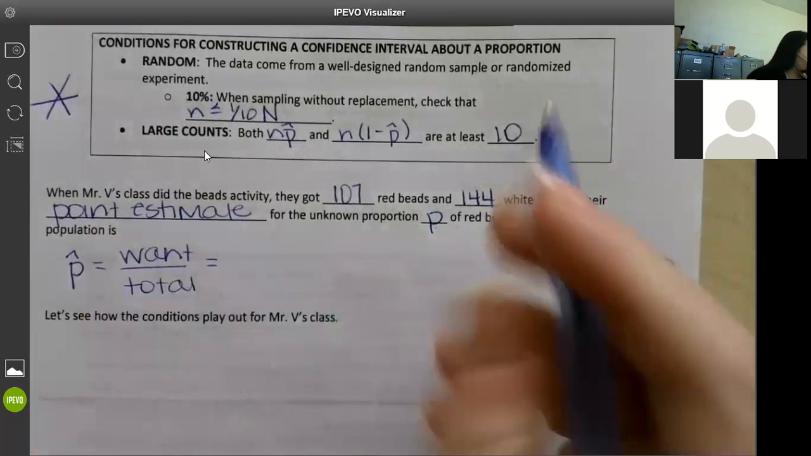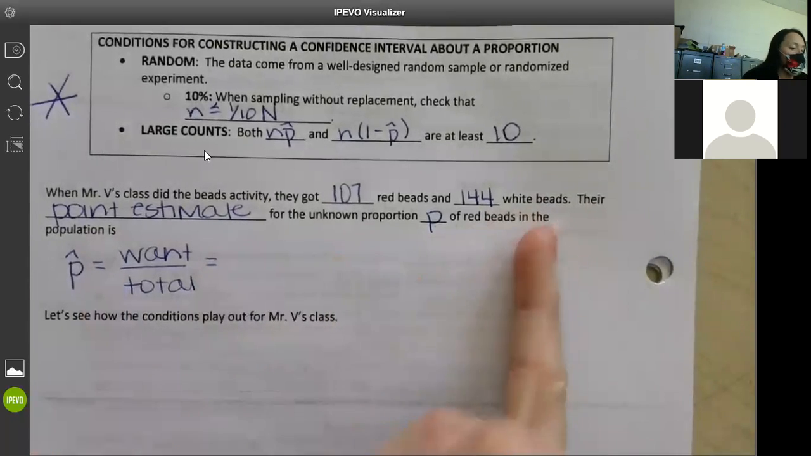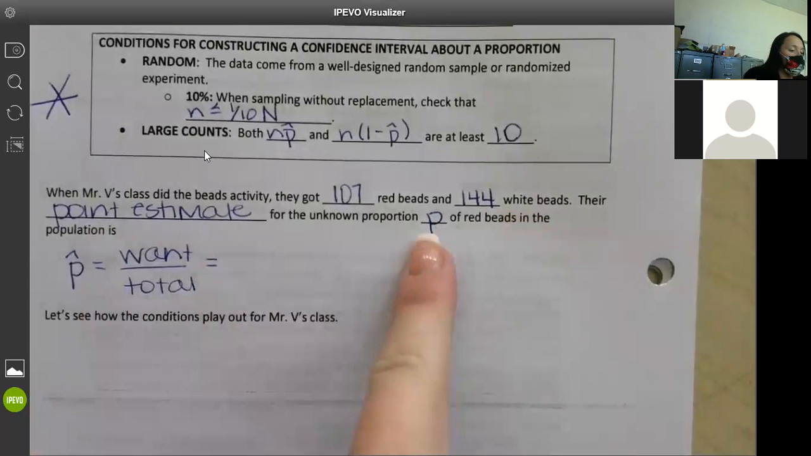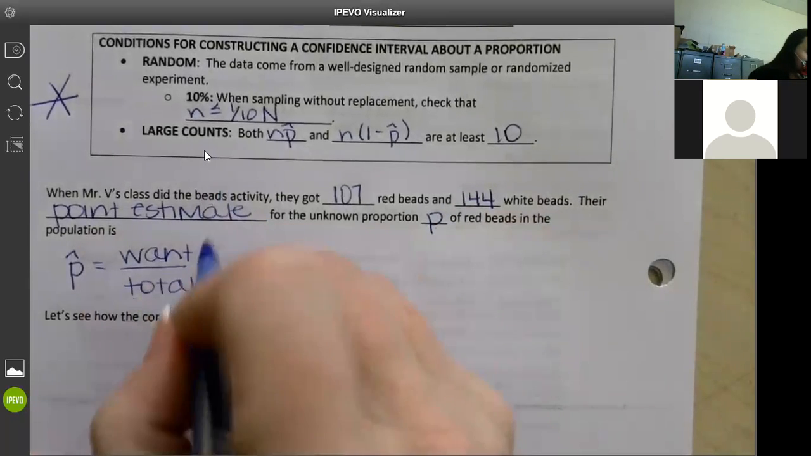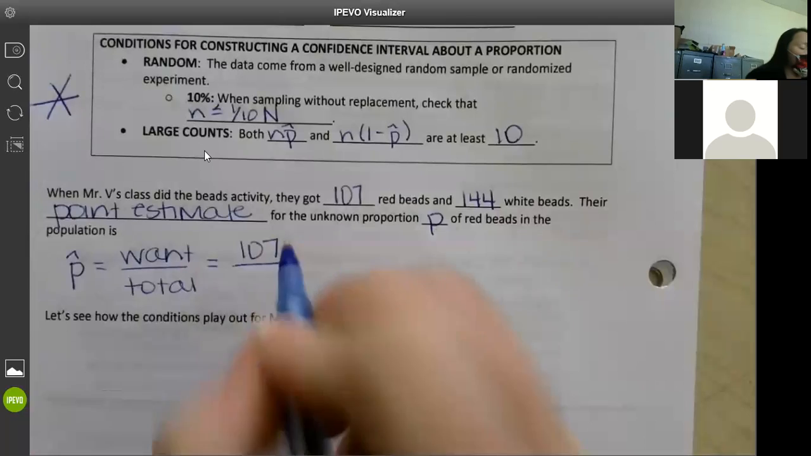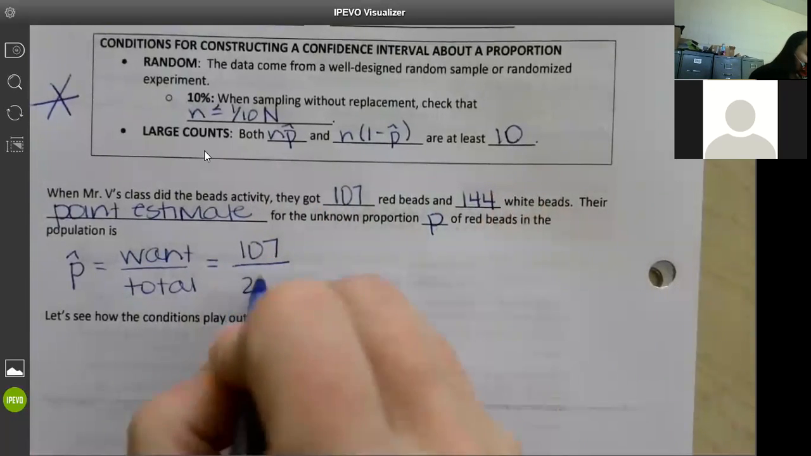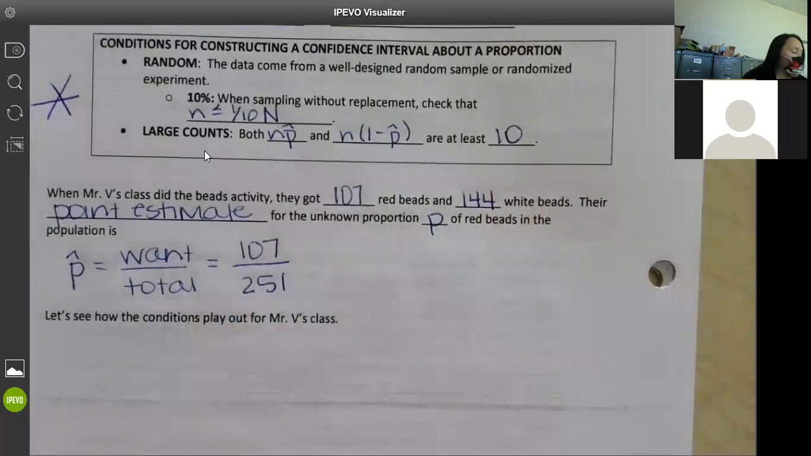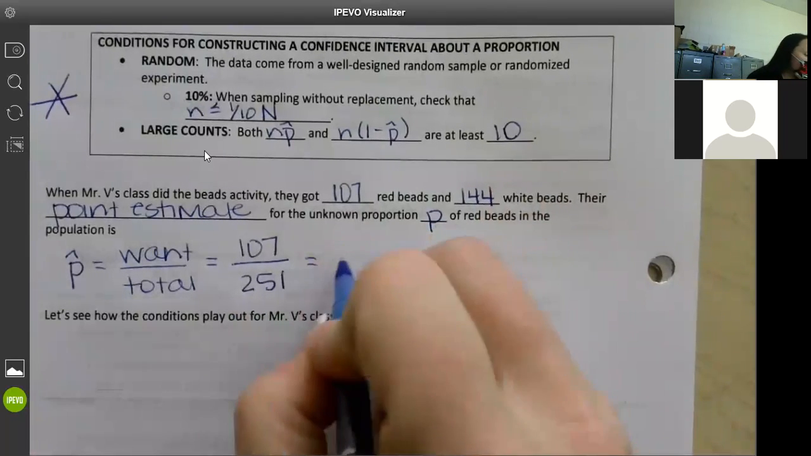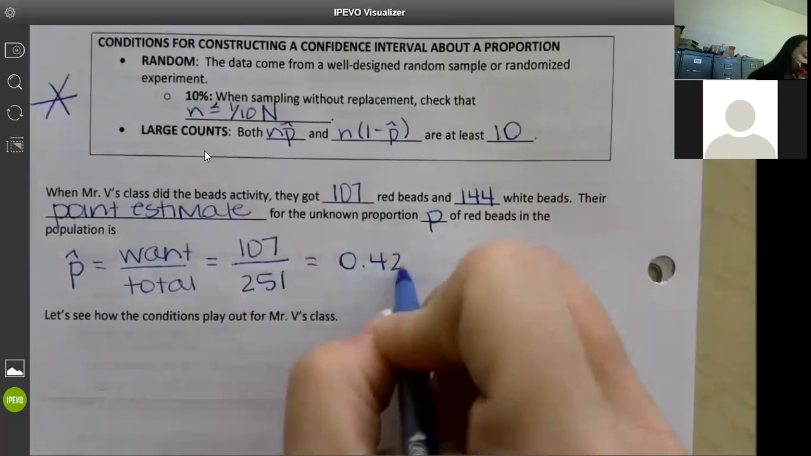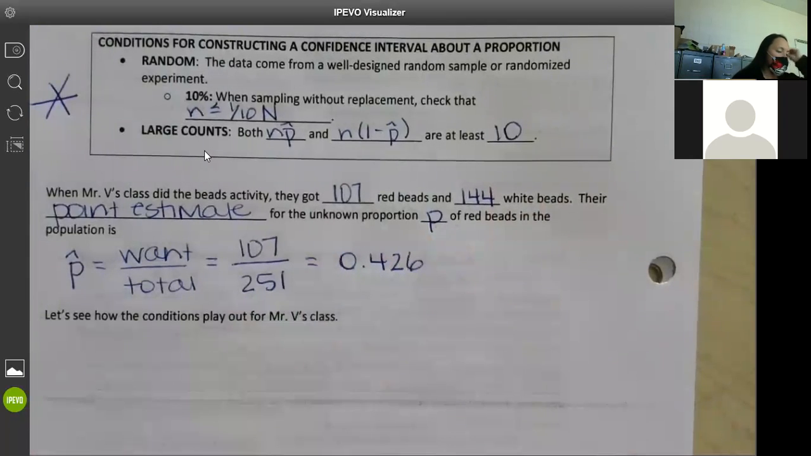So we wanted red beads in this situation, and I know that's not on here, but here's where it talks about the proportion of red beads. There was only red and white in there, so when you add those up to get your total, you get 251, which gives you a proportion of 0.426. So let's see how the conditions play out for Mr. V's class. We're going to the next page.